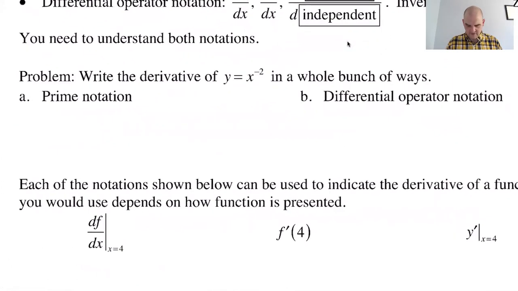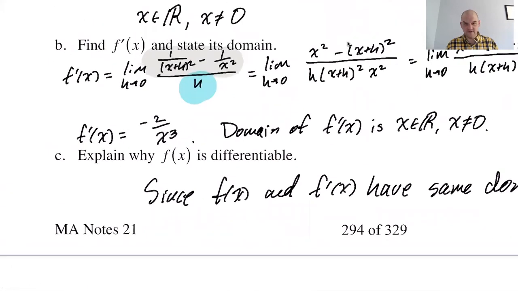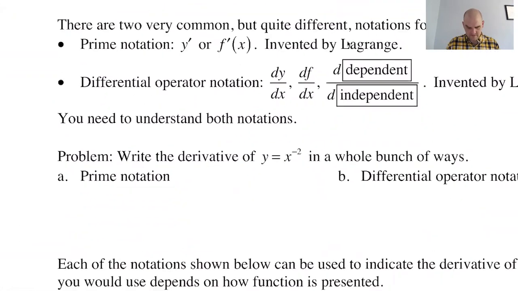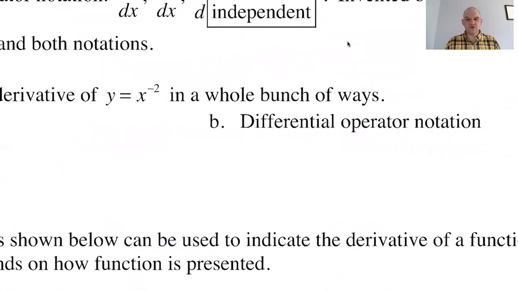All right, write the derivative of y equals x to the negative second in a whole bunch of ways. So to refresh your memory, we found the derivative of that a while back. We found it here, right? So we know that it's negative 2 over x cubed. So that's where I'm getting this from. I'm not doing something magical. All right, prime notation. So for prime notation, I'm just going to write that y prime is negative 2 over x cubed. That's fine.